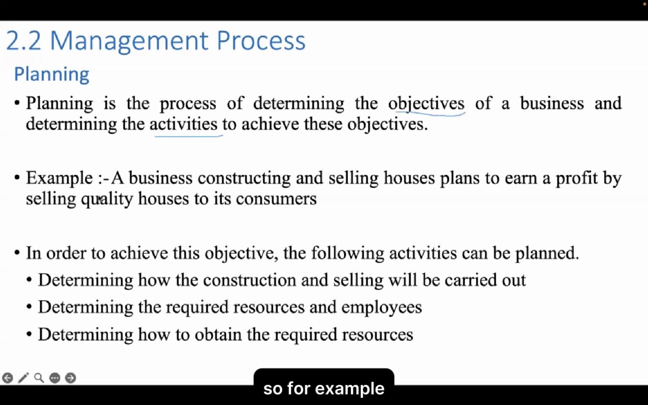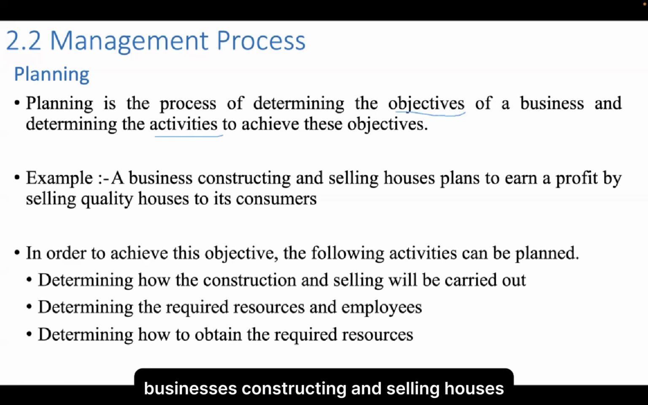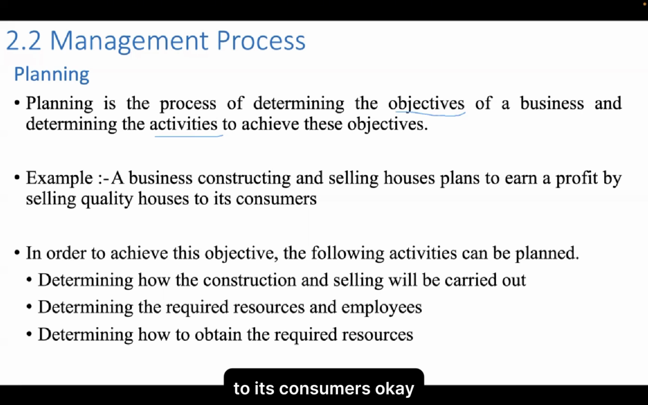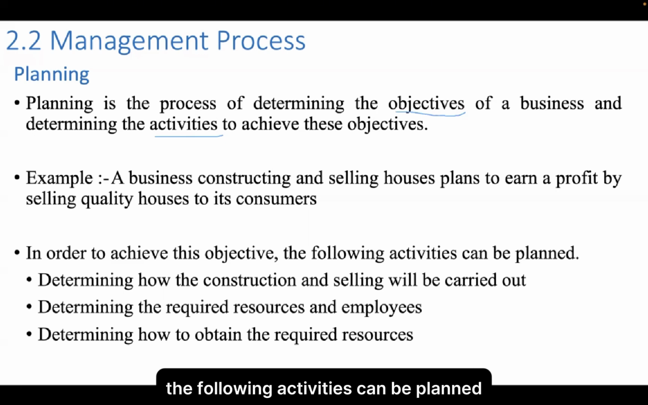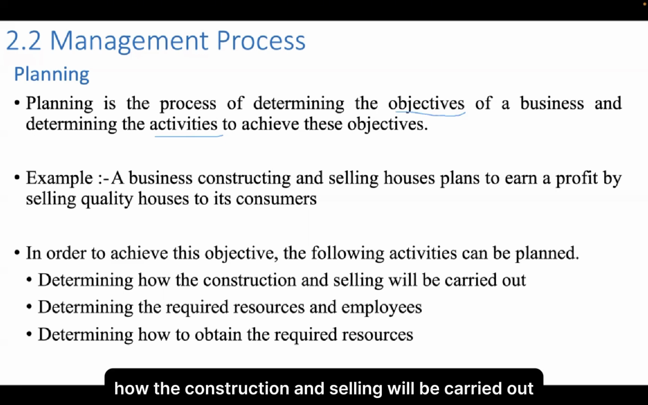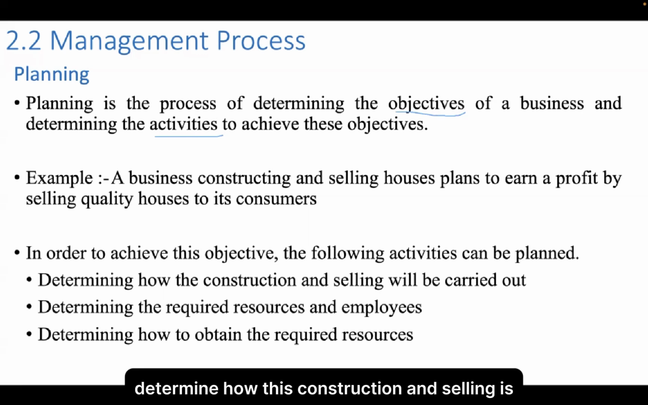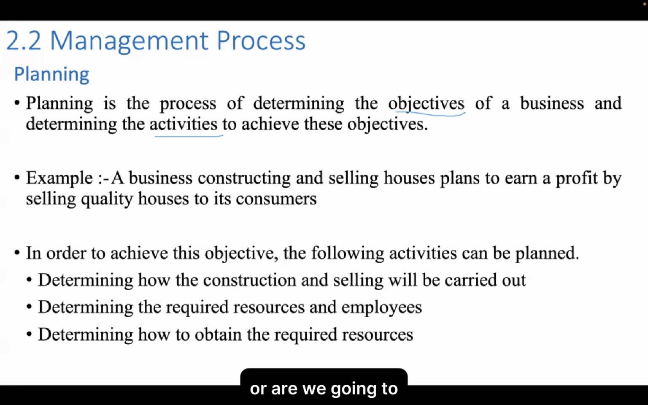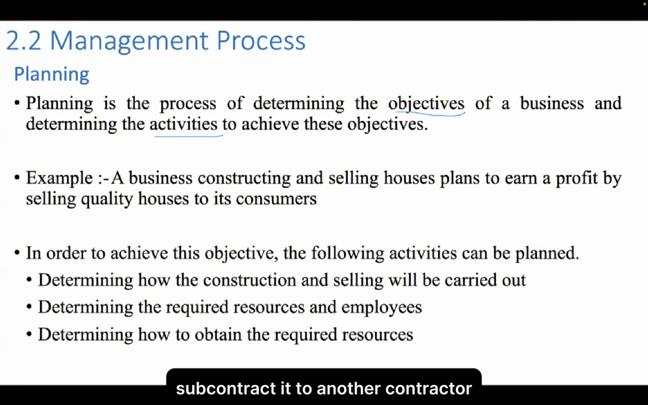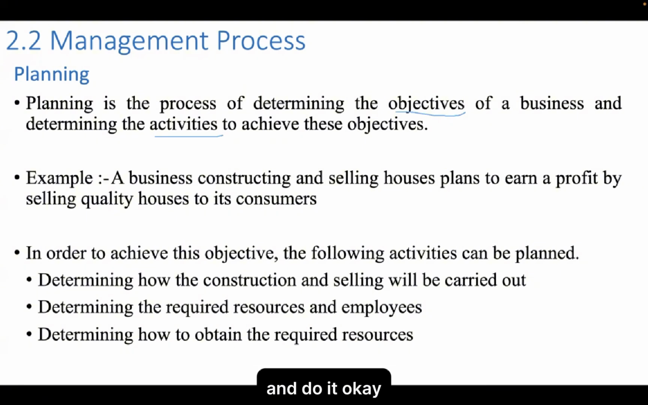So for example, a business constructing and selling houses plans to earn profit by selling quality houses to its consumers. In order to achieve this objective, the following activities can be planned. Determining how the construction and selling will be carried out. Are we going to deploy our own staff, or are we going to subcontract it to another contractor?